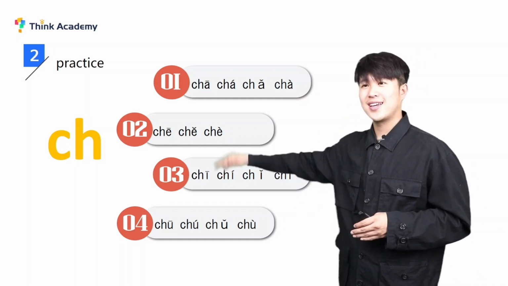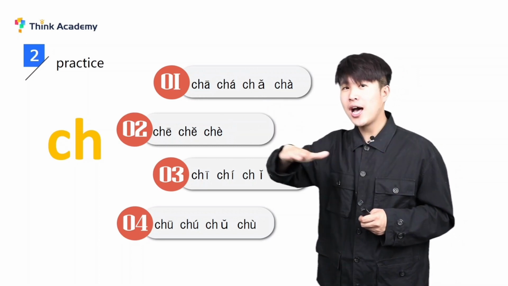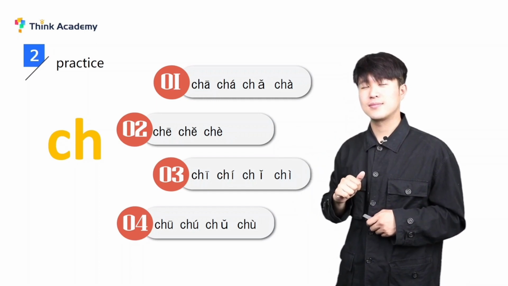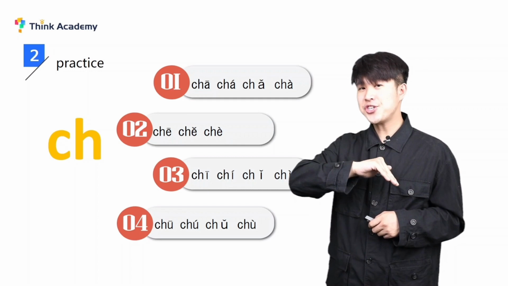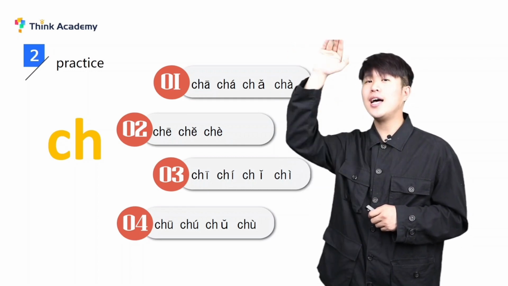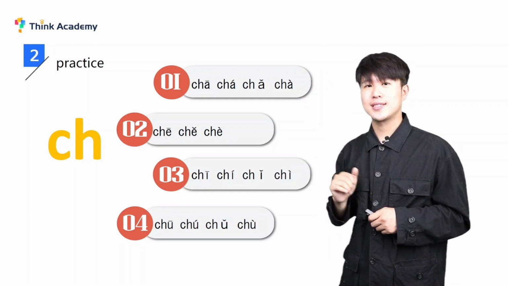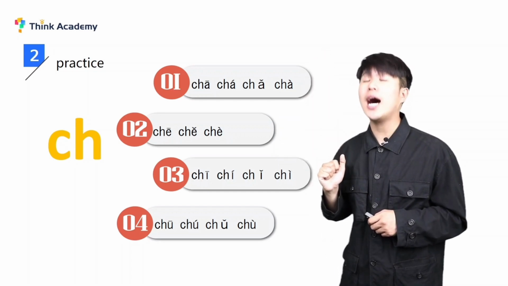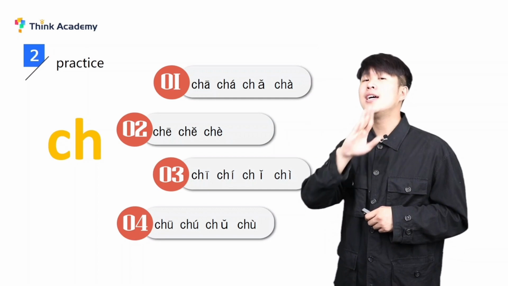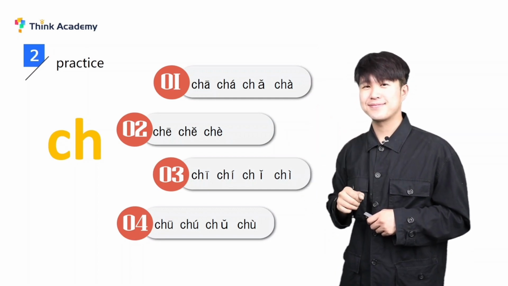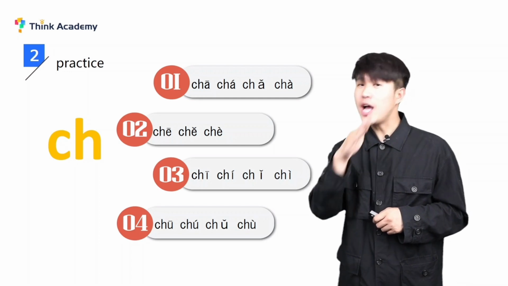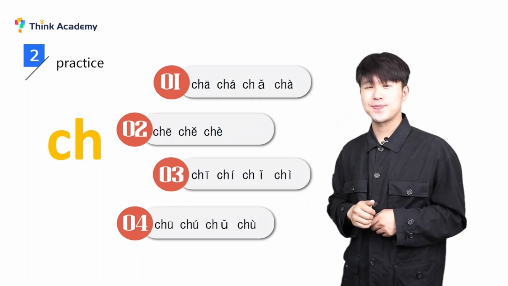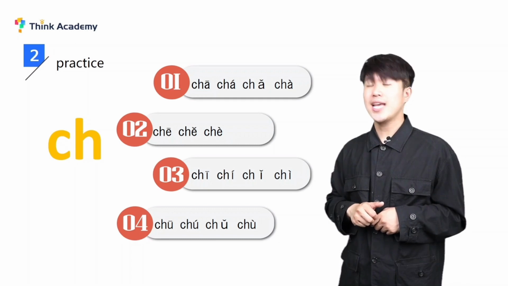Number 1. 吃啊叉，吃啊叉叉。Second one. 吃啊茶，吃啊茶茶。Third one, 吃啊茶，吃啊茶茶。Fourth one, 吃啊差，吃啊差差。Second line.